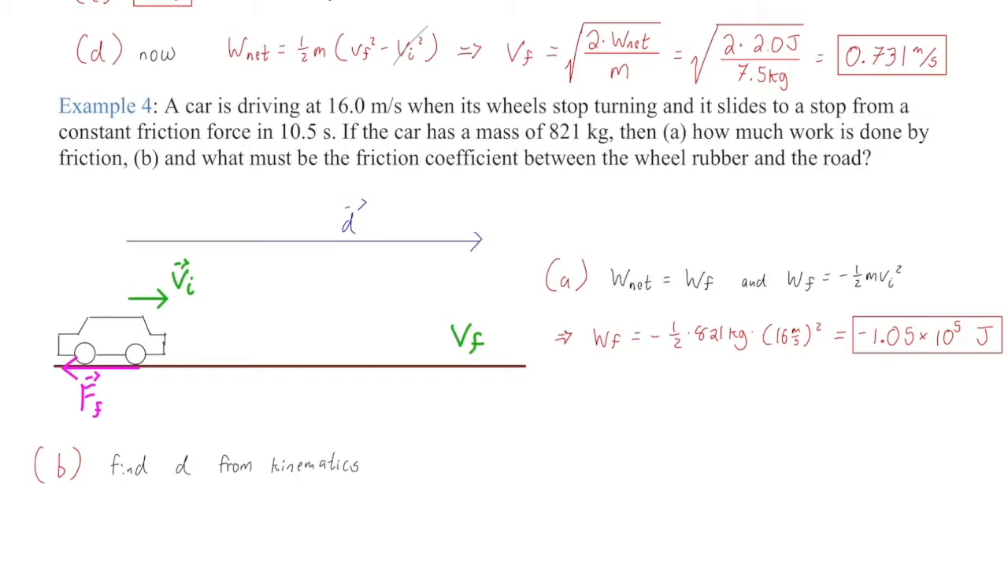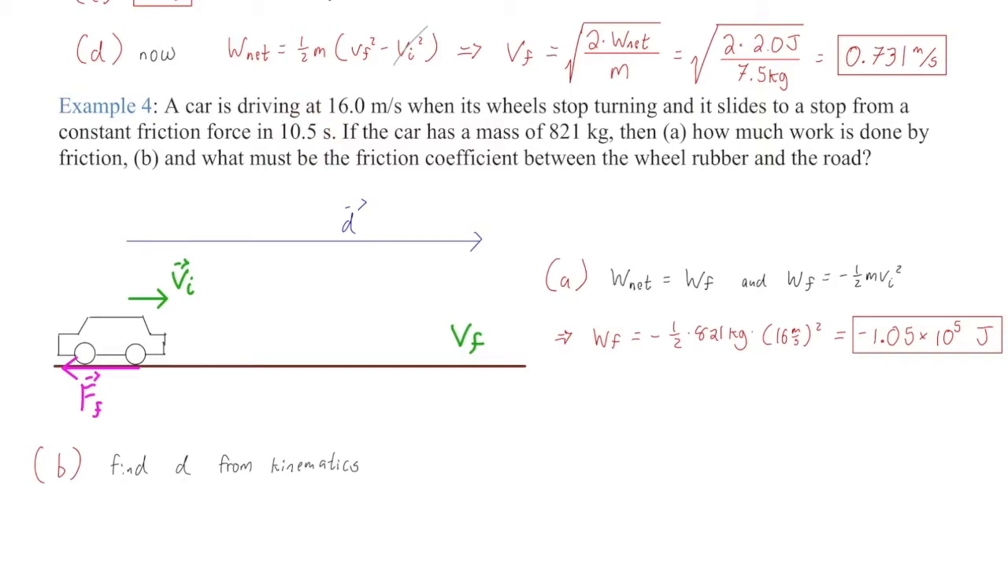All right, so first thing we need to do to answer part B, because part B is asking for the friction coefficient, is we have to do a little bit of kinematics here. We have to actually find D, because we weren't given D, right? I kind of obfuscated the information here. I gave you the initial velocity and the final velocity, and I gave you the time it takes to stop, okay?